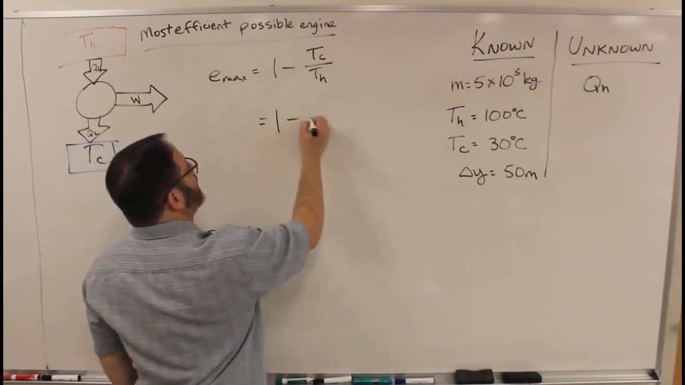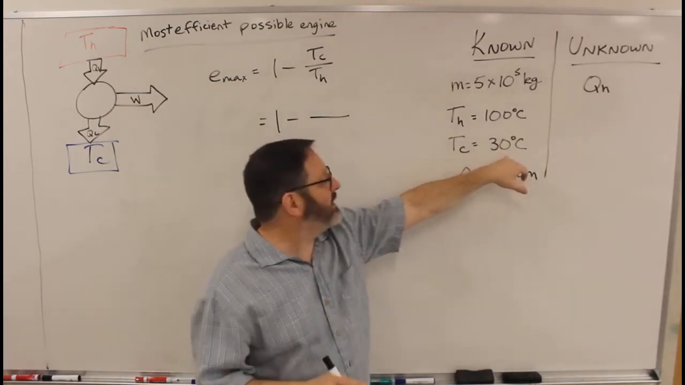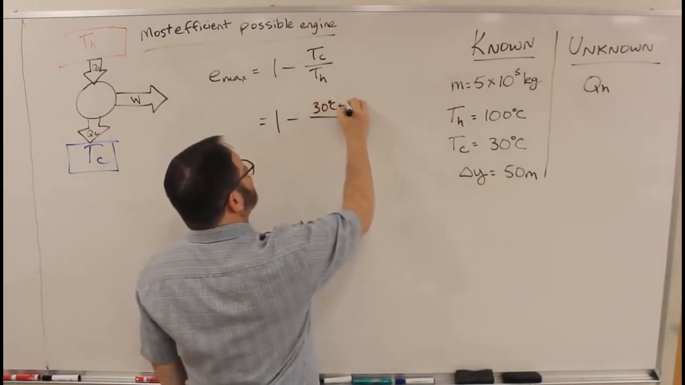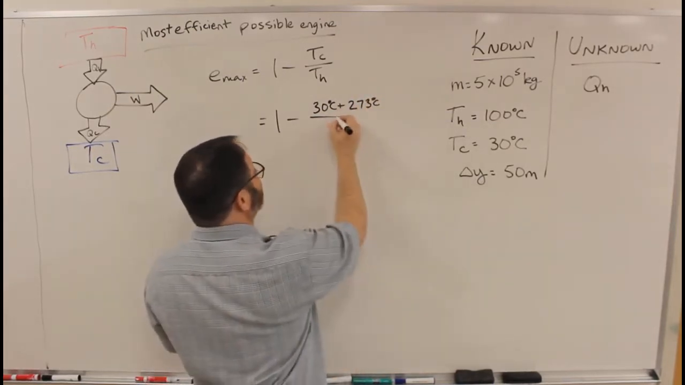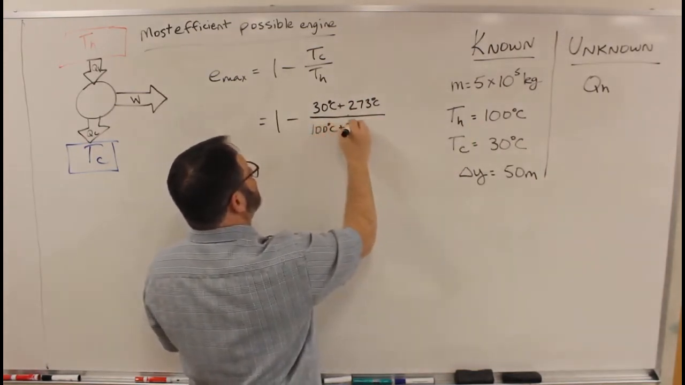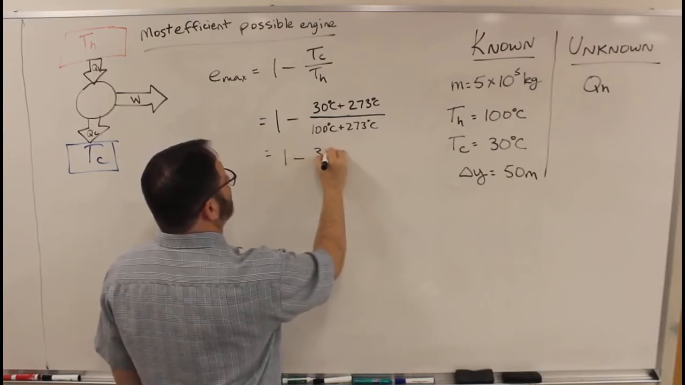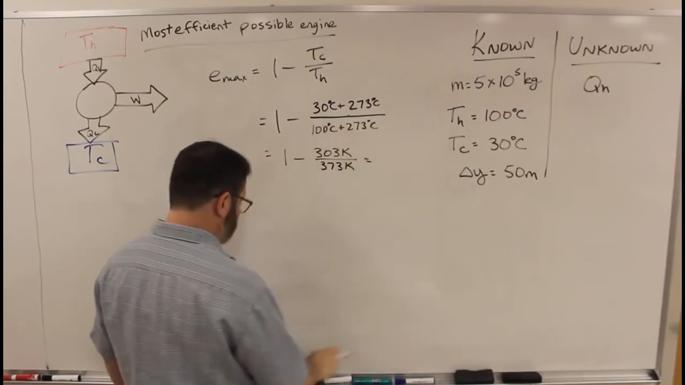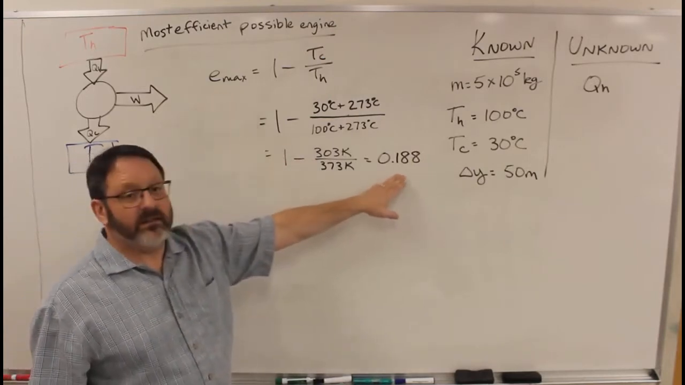So this is just 1 minus T cold. It's 30 degrees, except it's not 30, because this has to be in Kelvin. So this is 30 degrees Celsius plus 273 degrees Celsius. So that will give me my answer in Kelvin. Over, same thing for hot. 100 degrees Celsius plus 273 degrees Celsius. So that is 1 minus 303 Kelvin over 373 Kelvin, or 0.188. So that's the efficiency of the engine.